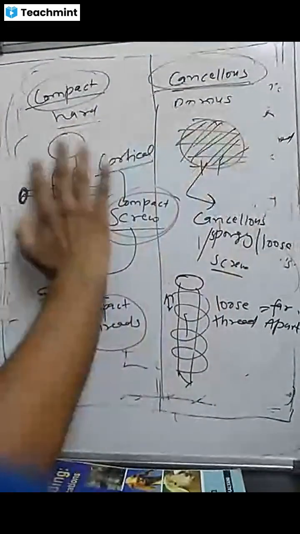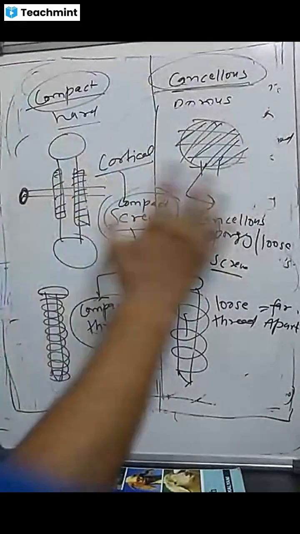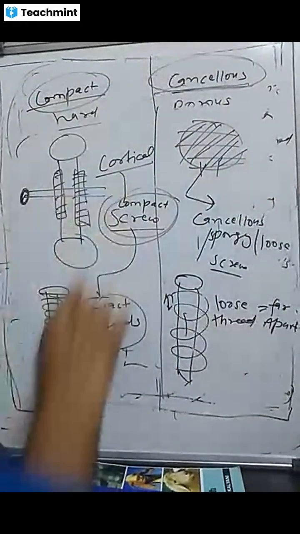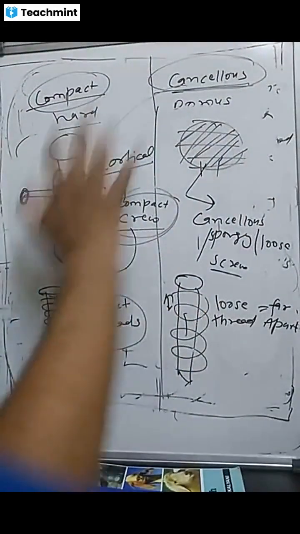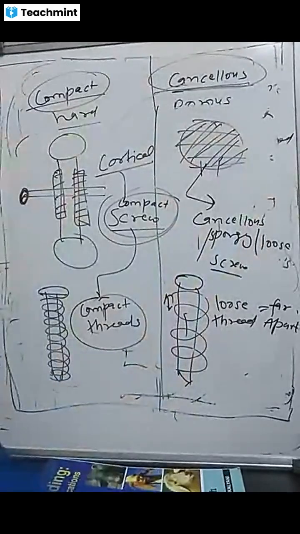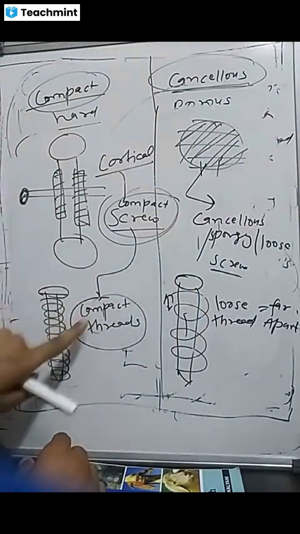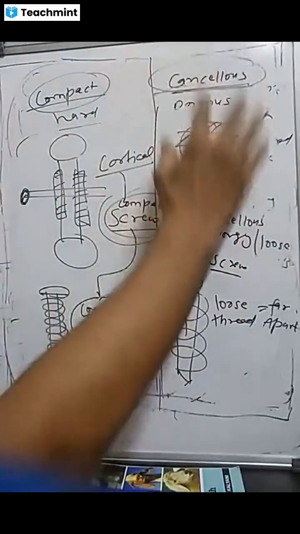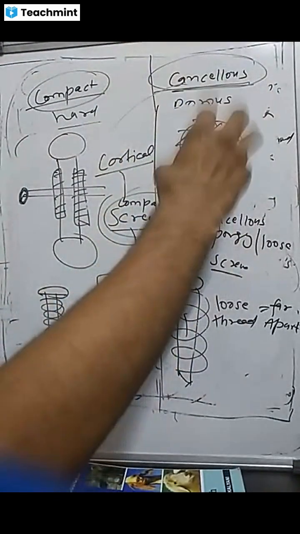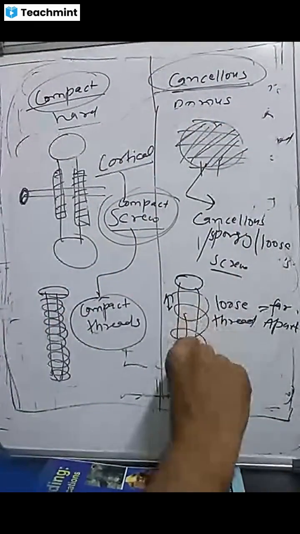From the anatomy of the bone, we take the advantage. We design cortical and cancellous screws because cortical bone is compact, and because cancellous bone is spongy, having space, we use screws which are loose enough.